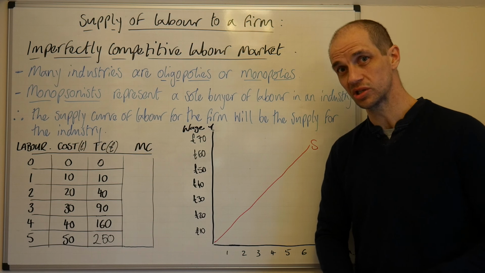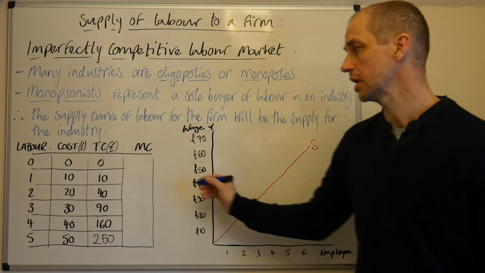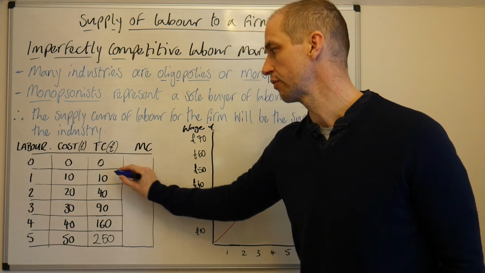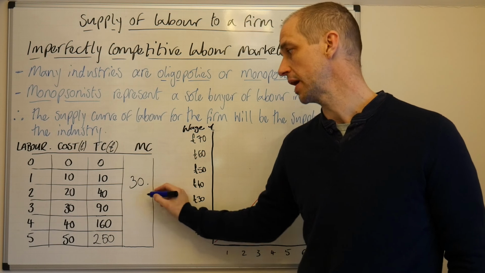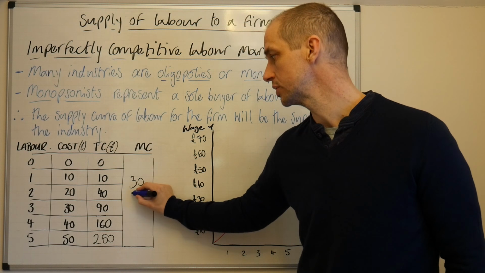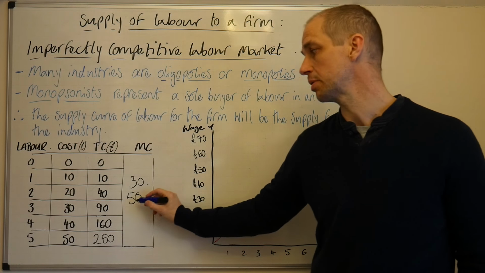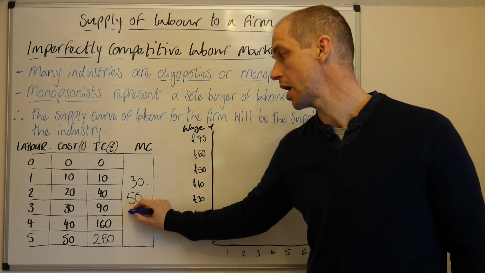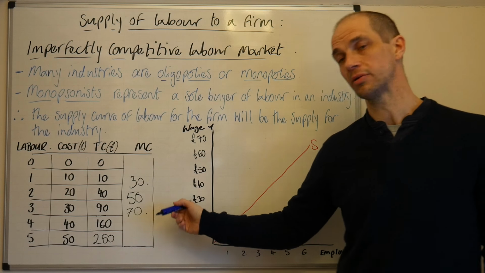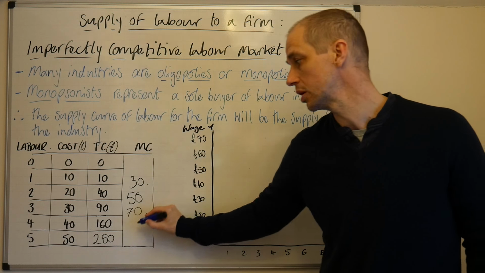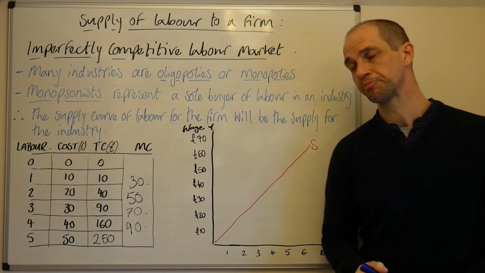So if we just run through and work out the marginal cost, now strictly speaking, of course, the marginal cost should be put in the margin between the figures here. Let's just run through each of these. From 10 to 40, we see a marginal cost there of £30. From 40 through to 90, we see a marginal cost of £50. From 90 to 160, we see a jump of £70 in the change in the total cost, and finally we've got a change of £90 there.